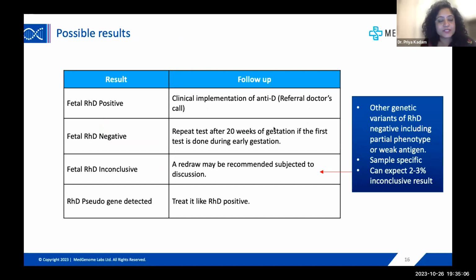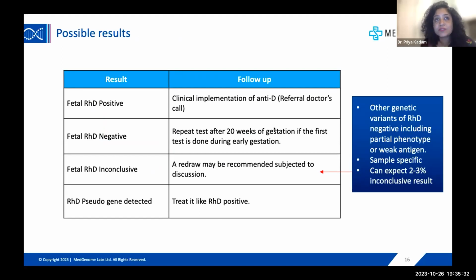It will be Rh positive. So based on the protocol, you would have to continue the follow-up. Rh negative, of course, is a result which is a sort of a relief for the parents and the clinician, because then, as the protocol suggests, the monitoring can be stopped, and then the baby can be tested at birth. And the other thing is inconclusive results.